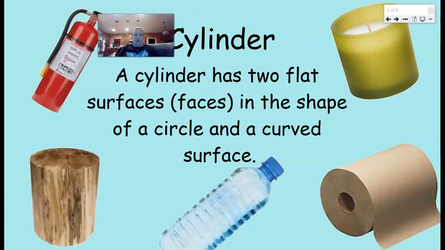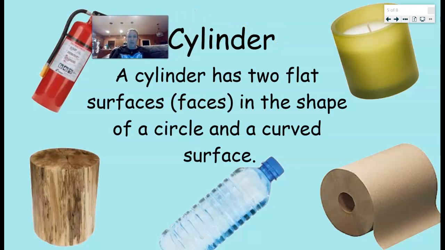Next is our cylinder. Everyone say it with me. Cylinder. Clap it. Cylinder. 3 syllables. A cylinder has 2 flat surfaces or faces. That's what we call those flat surfaces. We call them faces. It's kind of funny, isn't it? In the shape of a circle and a curved surface. So it has 2 flat sides and then a curved surface. It looks like this. It's a can.